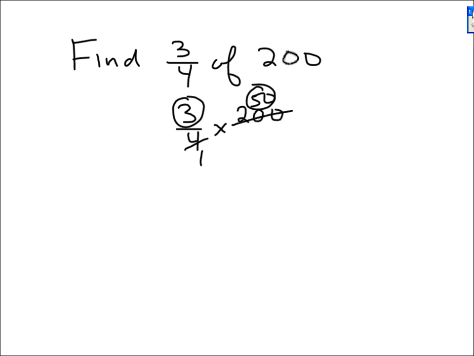3 times 50 is 150 over 1, which we don't do. That is, you now know the answer. 3/4 of 200 is 150.